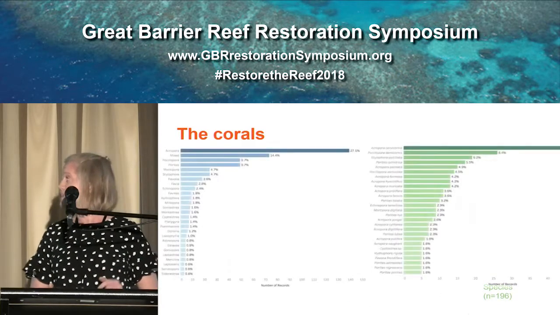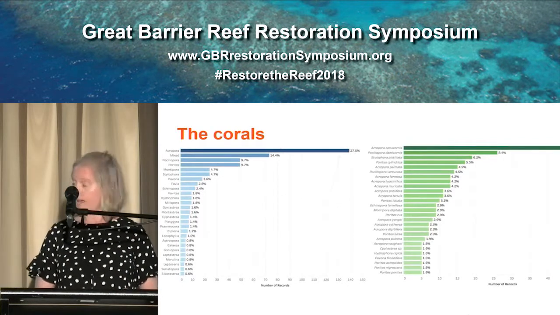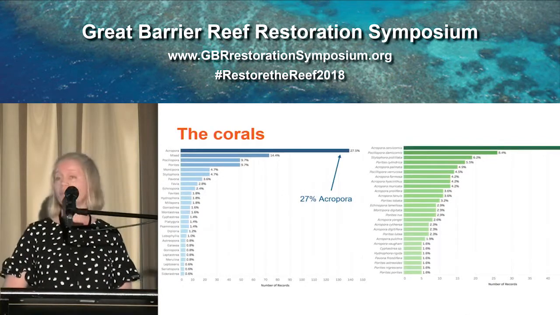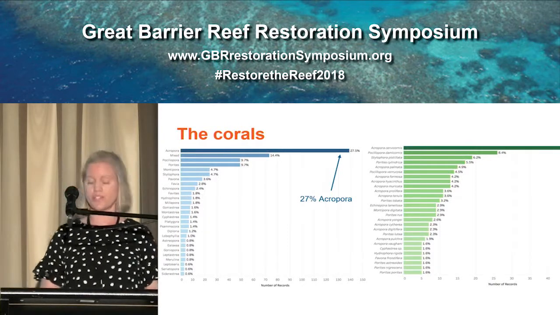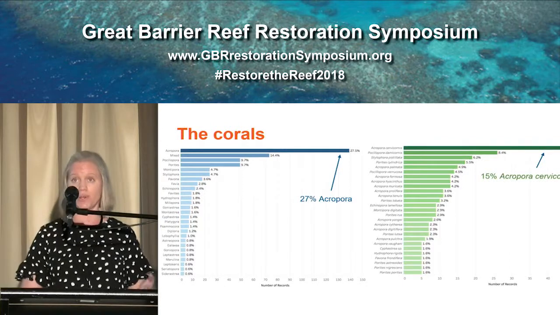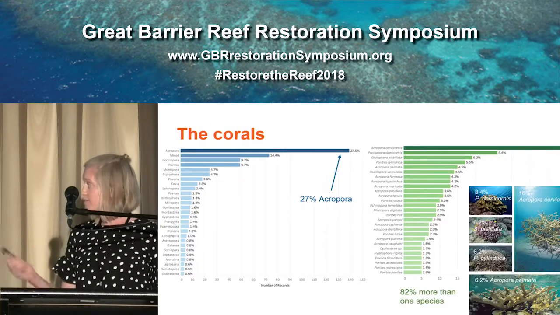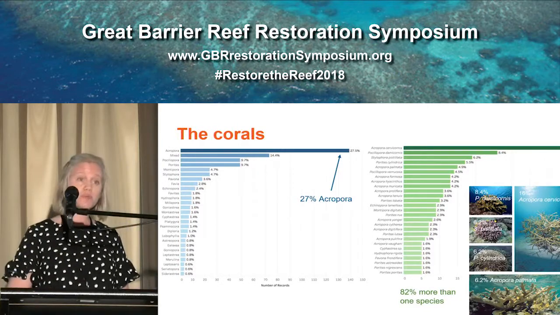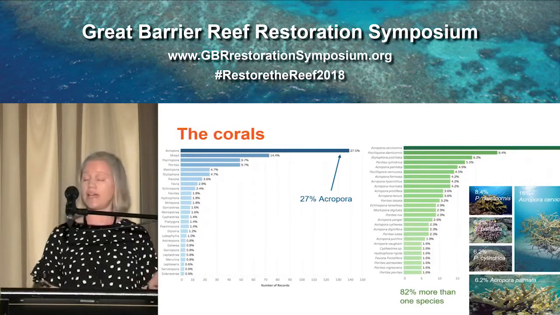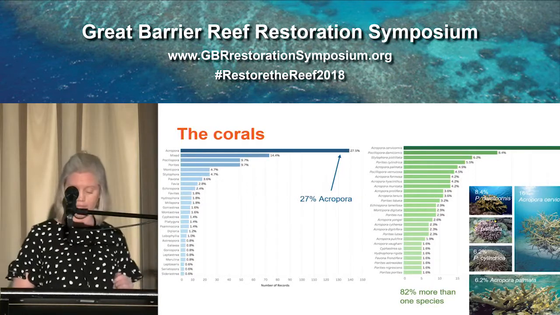And if we zoom in a little bit, we can see that while there's a lot of representation, just over a quarter of projects are on Acropora genus, and more than 1/10 of case studies actually work on the single species Acropora cervicornis. However, it is encouraging to see that 82% of our case studies in the review have used more than one species in their project.